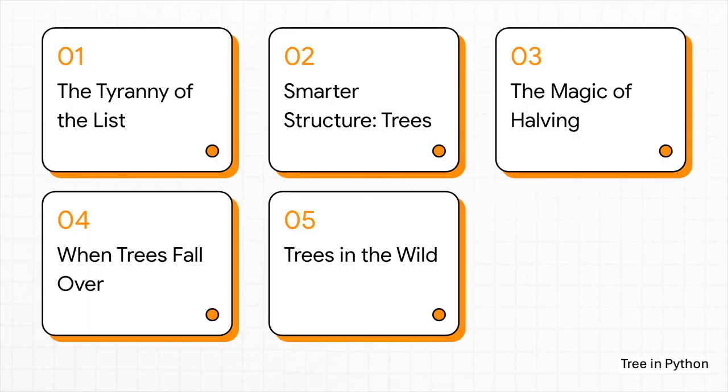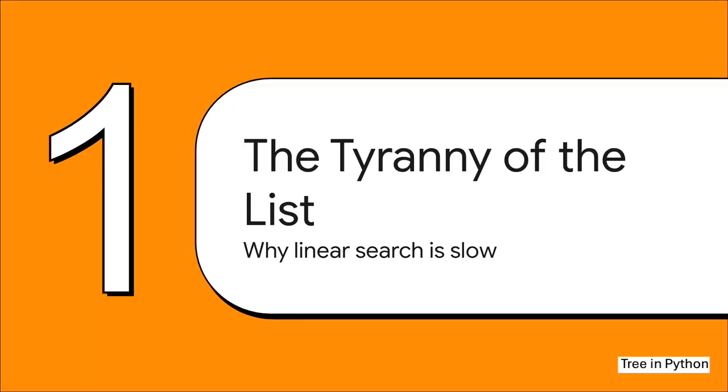So here's our game plan for this explainer. We're going to start with the problem, what I call the tyranny of the list. Then we'll introduce a much smarter solution, the tree. We'll get into the magic of halving, talk about what happens when these trees get, well, a little wobbly, and finally, we'll see where they're hiding out in the wild, in the tech you use every single day. All right, let's dive in.